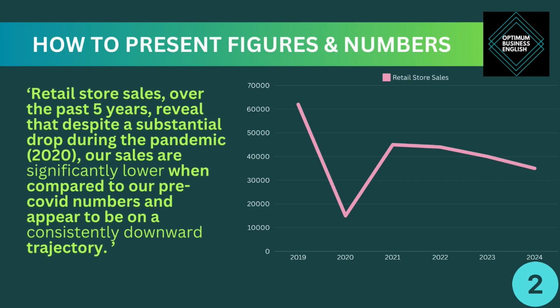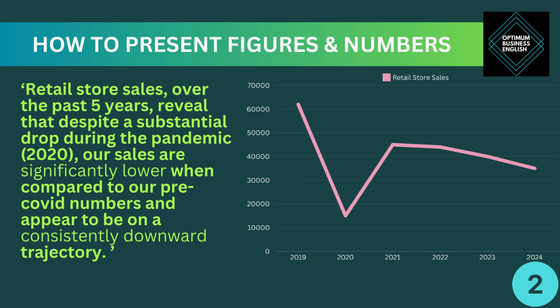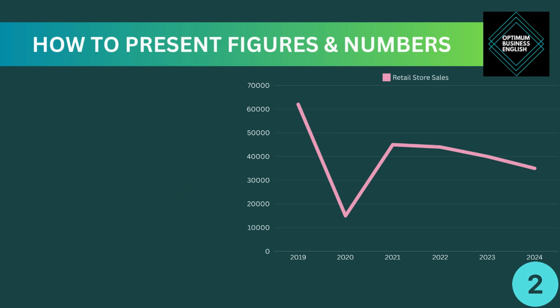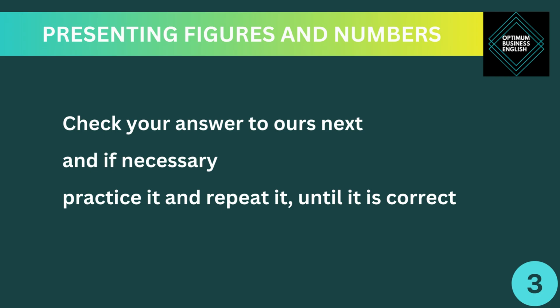Your sentence should have said, retail store sales over the past 5 years reveal that despite a substantial drop during the pandemic of 2020, our sales are significantly lower when compared to our pre-COVID numbers and appear to be on a consistently downward trajectory. Now, using the line chart data on the right, please complete the green sentence. Check your answer to ours next, and if necessary, practice it and repeat it until it is correct.